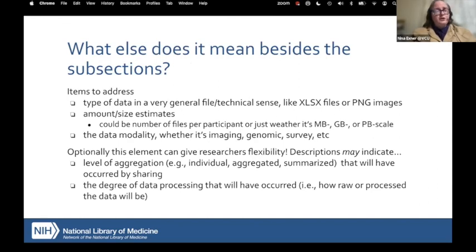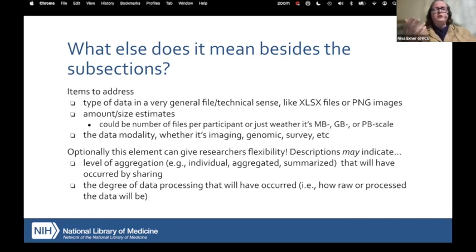In addition to saying what those 3 sections are, though, the data types element also mentions some other things that we can address. So it asks, when we're talking about the type of data to collect and then share, it's looking for the type of data in a file technical sense. It's going to be Excel spreadsheets. It's going to be PNG images. It's going to be NIFTI or DICOM images.